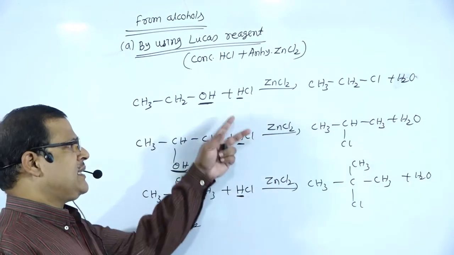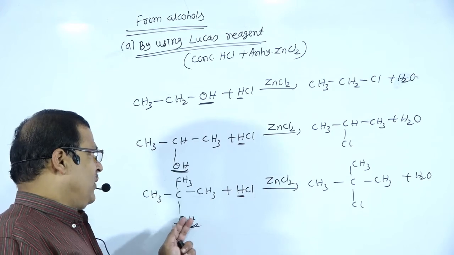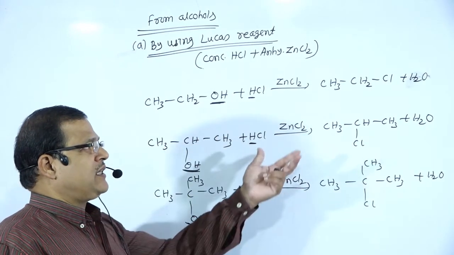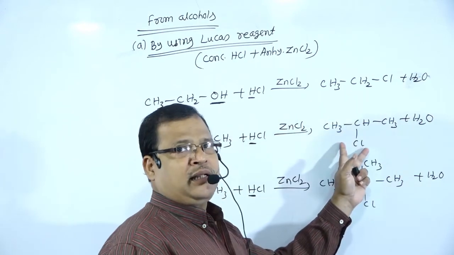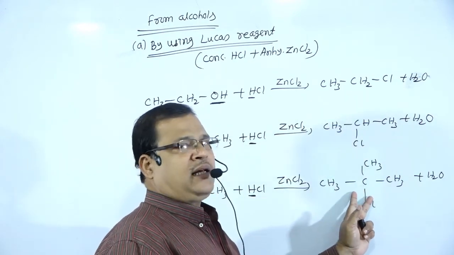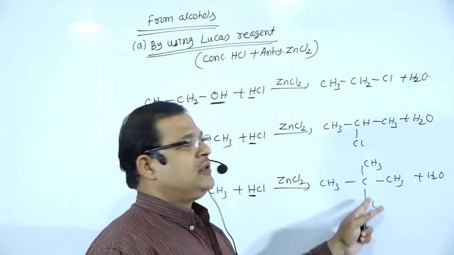So in all these cases, the OH group is replaced by Cl. So there is the formation of primary alkyl chloride, secondary alkyl chloride, and tertiary alkyl chloride.